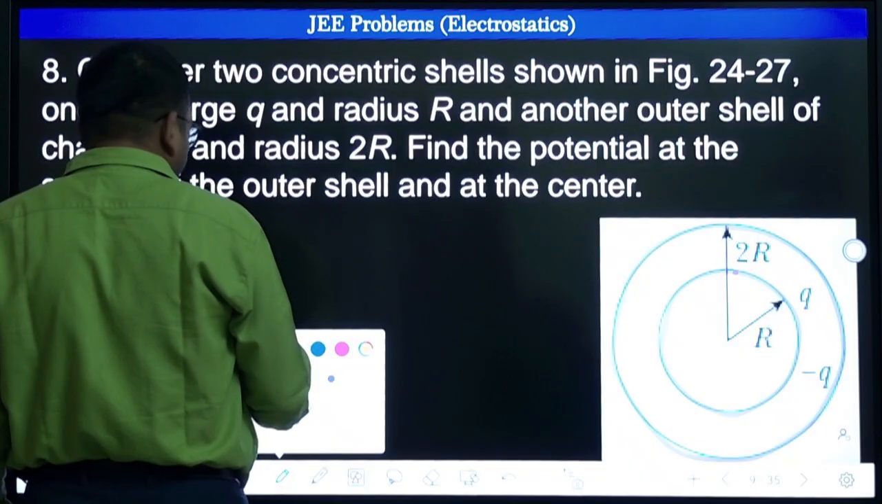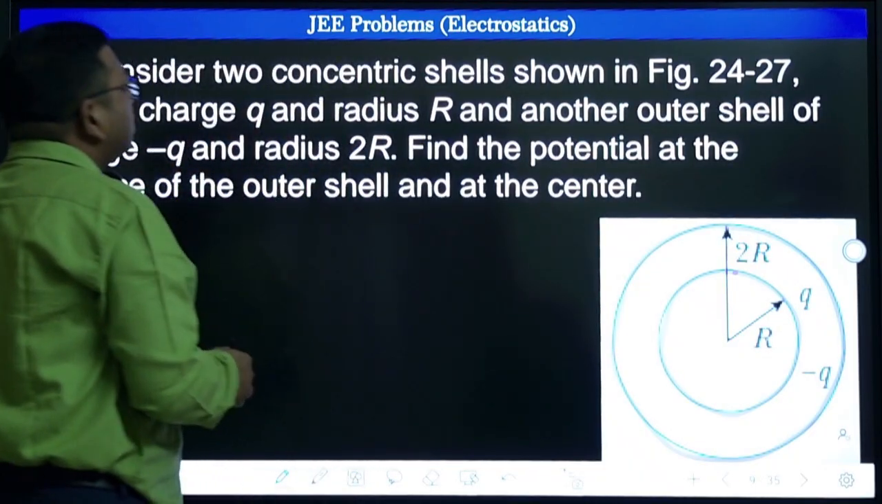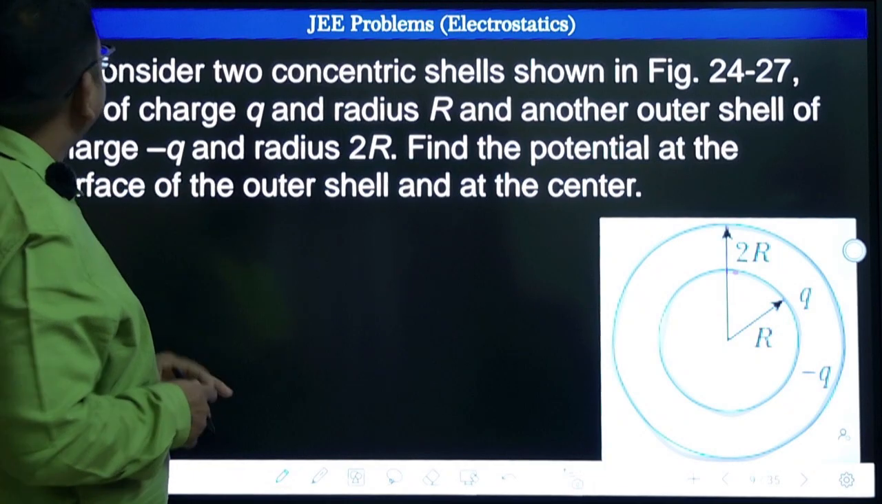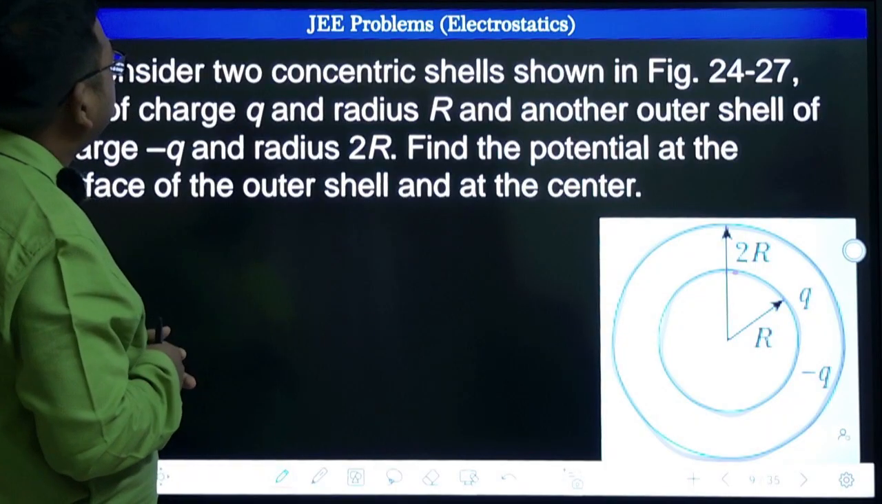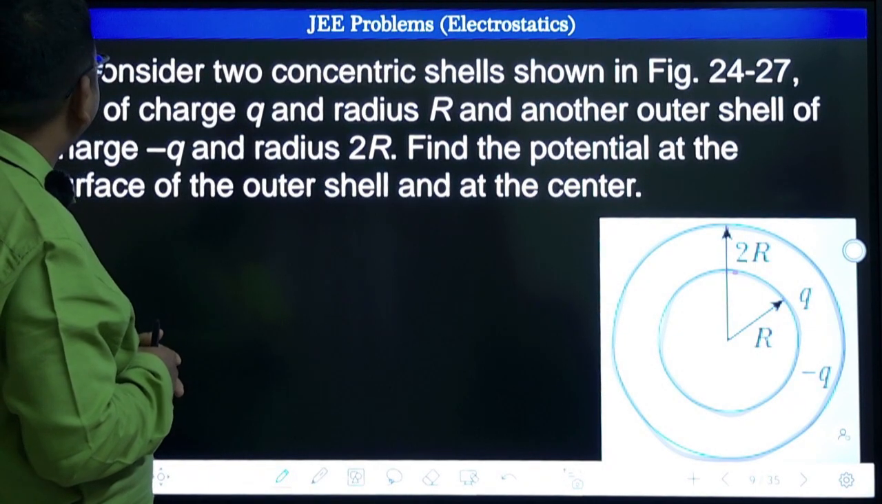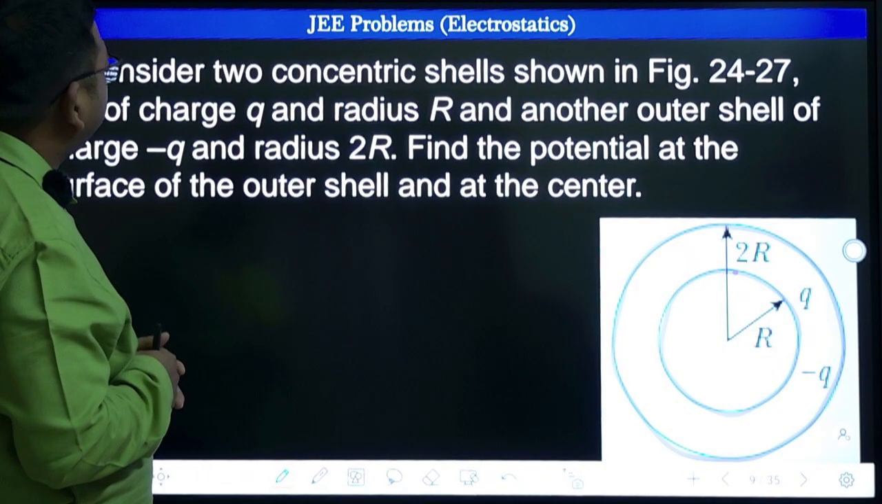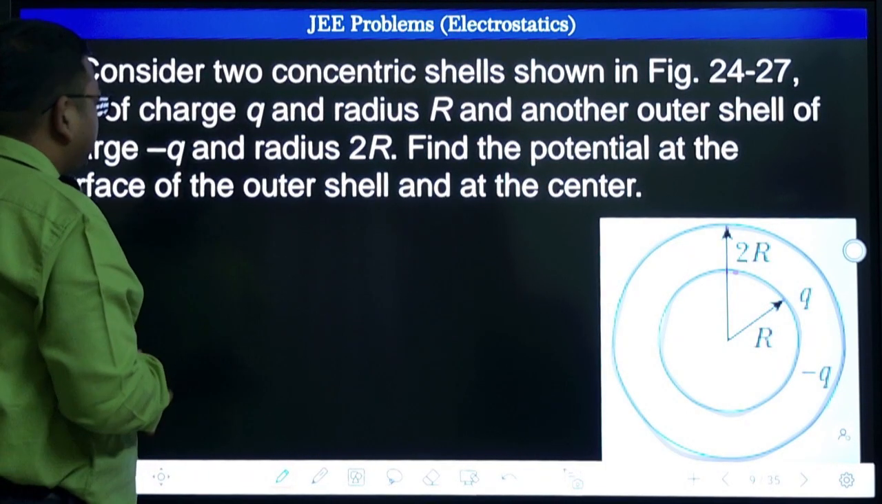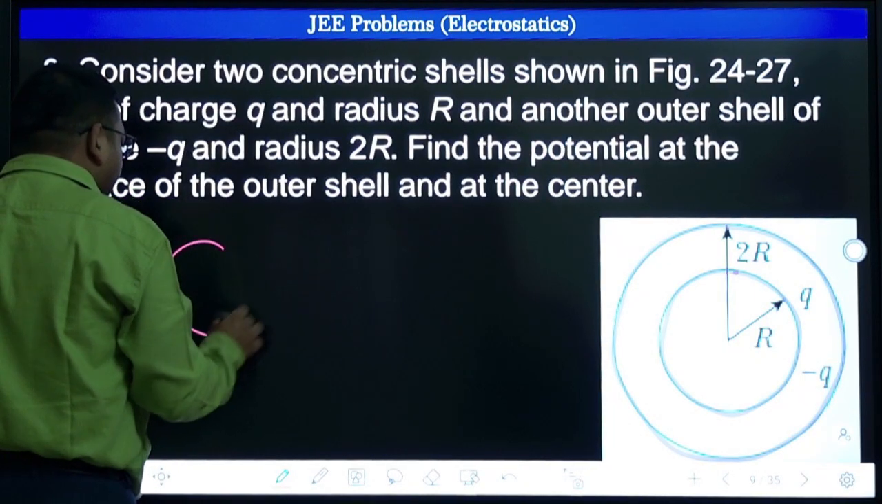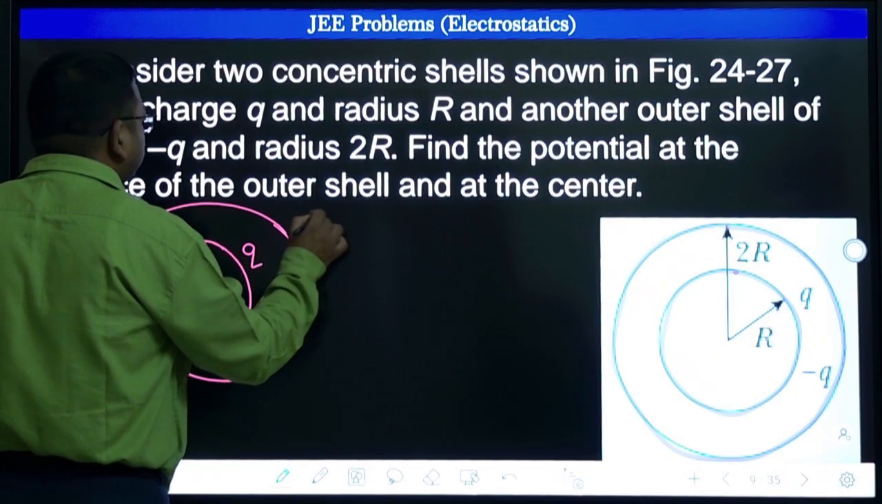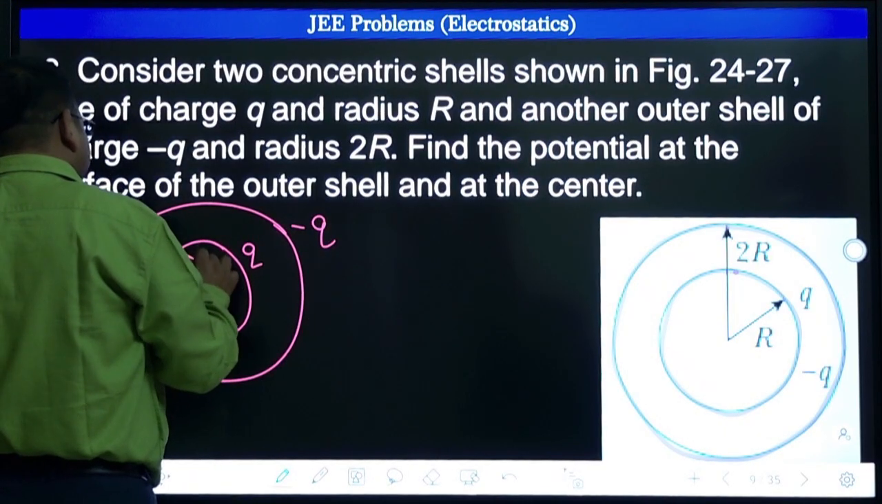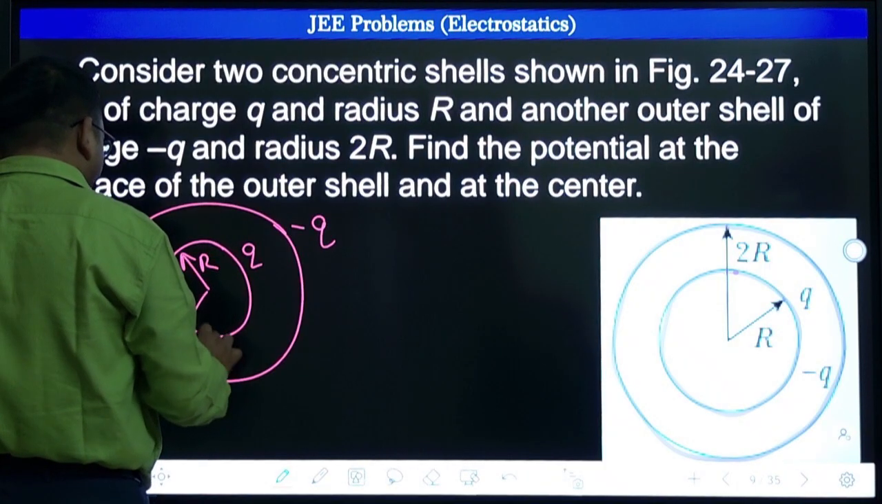What is the question saying? One of them has charge q, the inner has charge q, radius r, and the other, the outer shell, has charge minus q. Find the potential at the surface of the outer shell. Let me redraw this. So here the charge q is given and here the charge minus q is given. This radius is capital R, and this radius is 2 times r.